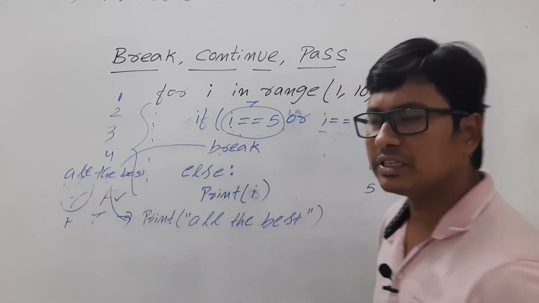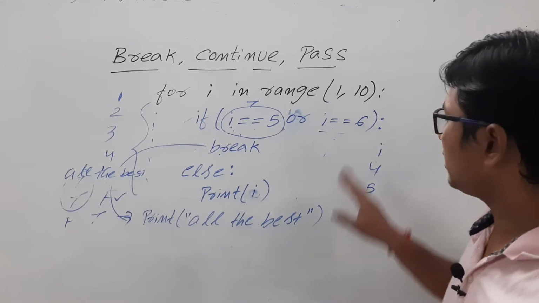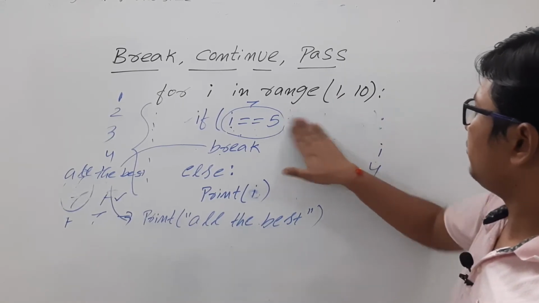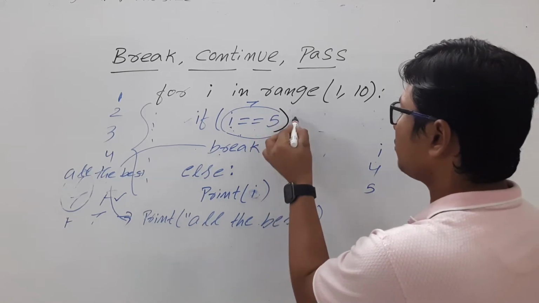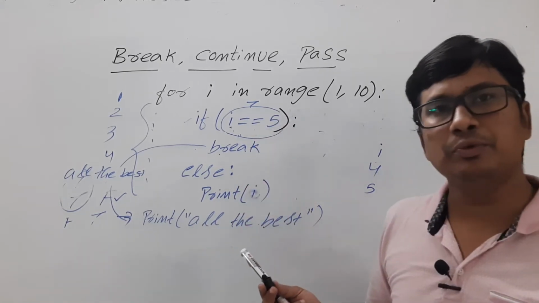Now you can ask me, sir, what is the need for giving i is equal to 6? If I change this program simply to i is equal to 5, like this, you will get the same output.